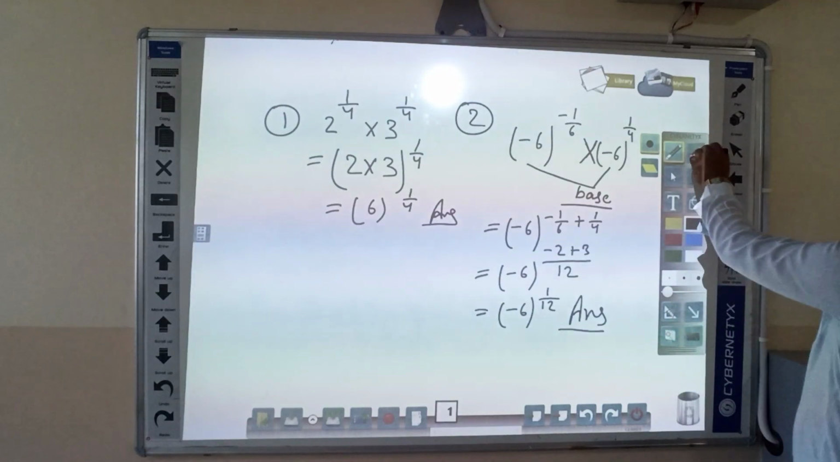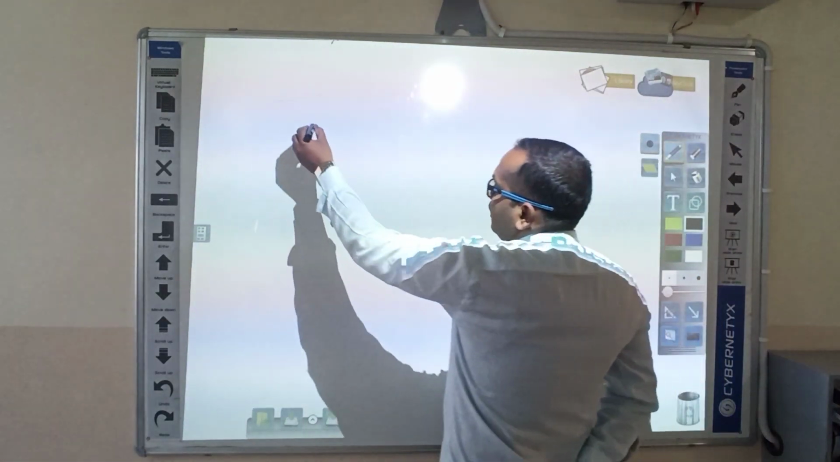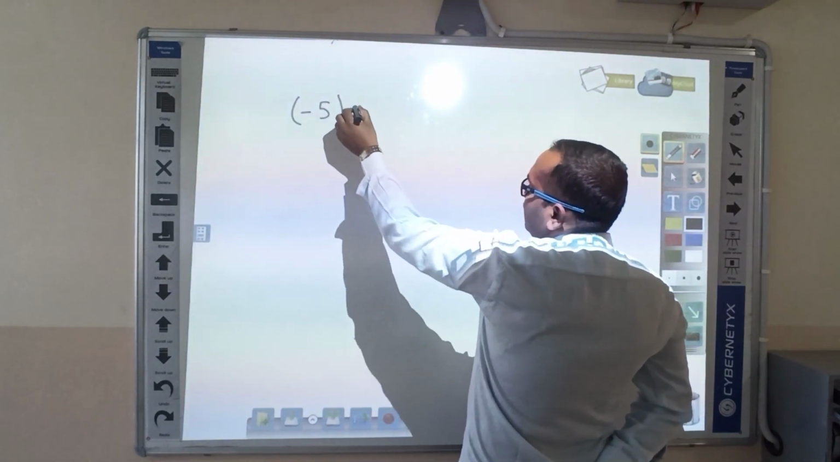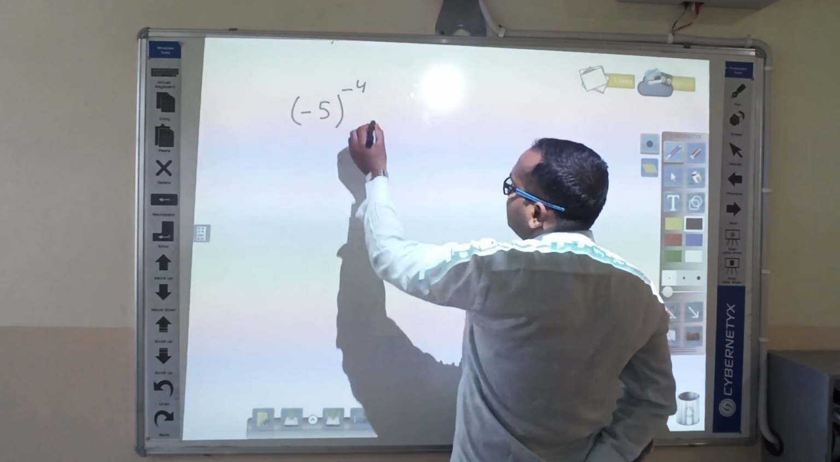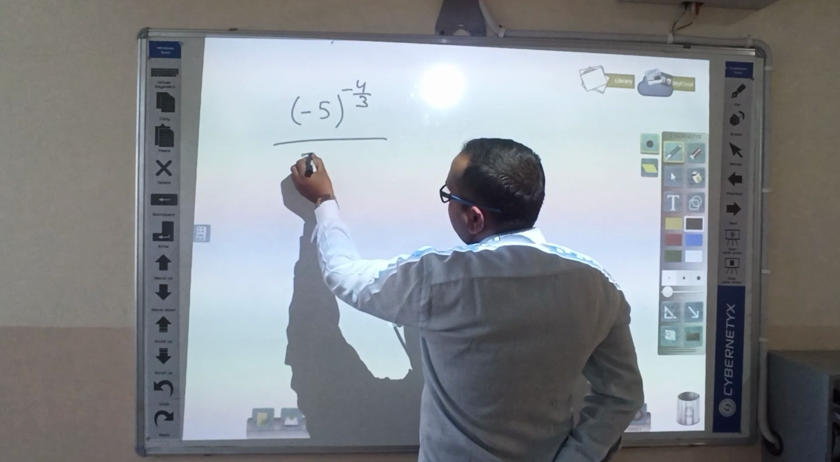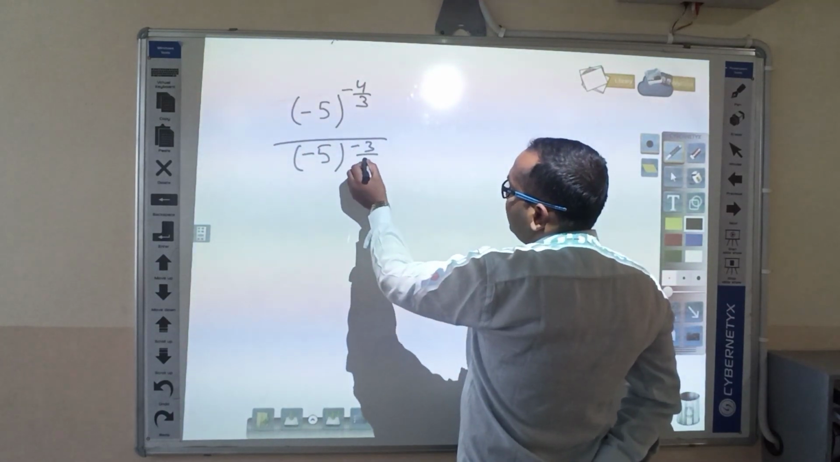Similarly, we take some more examples here. Now if the number is minus 5 raised to the power minus 4 by 3, divided by minus 5 raised to the power minus 3 by 2.